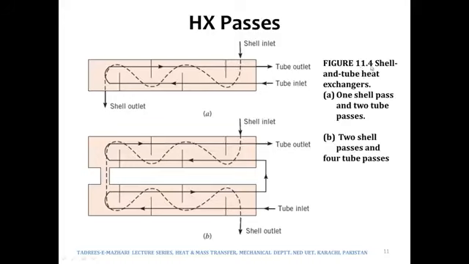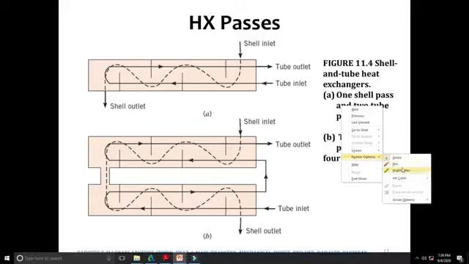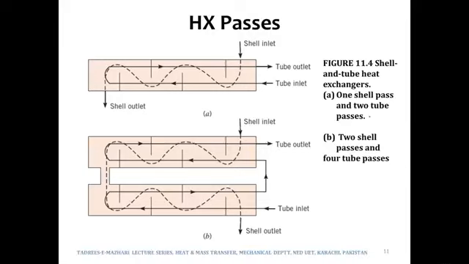Now over here, which is figure 11.4 of our book, it shows shell and tube heat exchangers, one shell pass and two tube passes. So over here you can see that when we talk about shell side fluid, it comes in from one side and then it flows in negative x-axis direction and then it goes out.